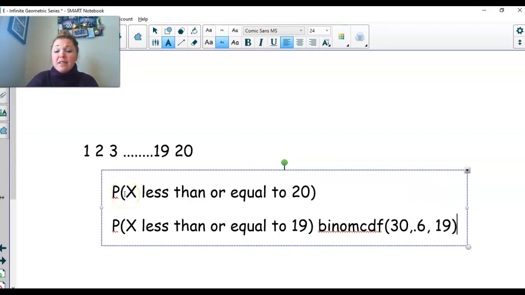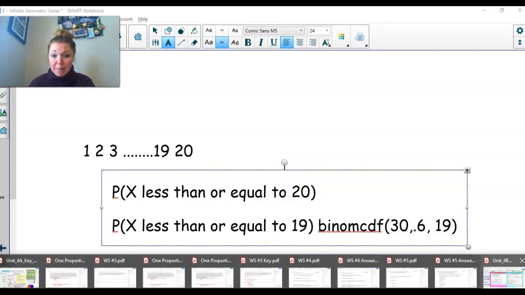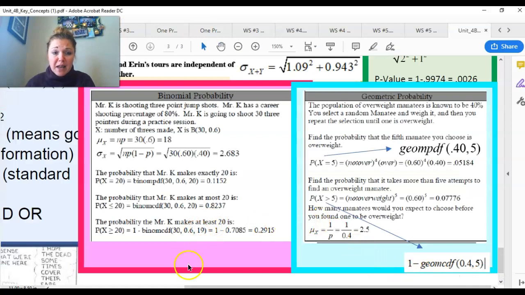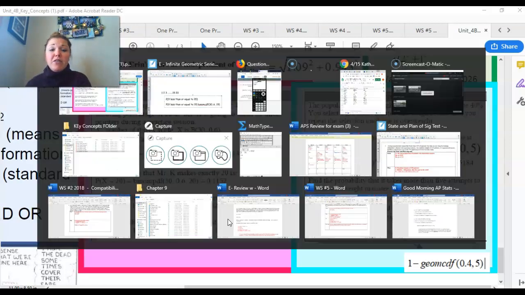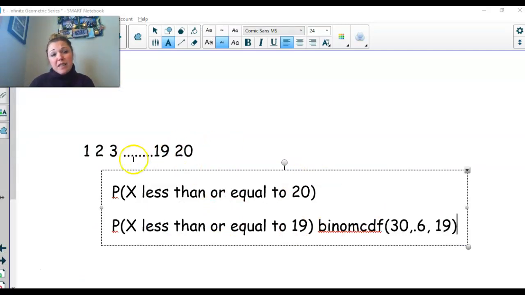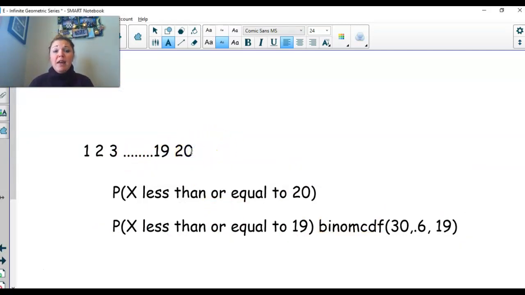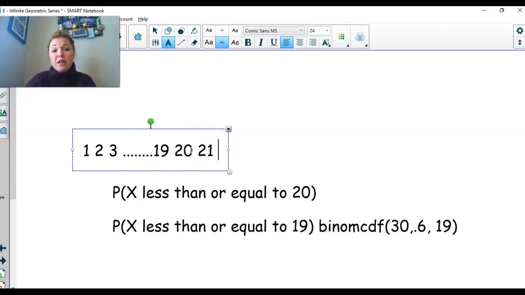And again, this is only if the question had been phrased, what's the probability he makes less than 20, not at most 20. Okay, let's go back to that PDF and finish up here because it's a longer video today. The probability that Mr. K makes at least 20. Whenever you see the words at least, or it's a greater than type problem, I do think it's helpful to list it out like this. He wants to make at least 20, so that means he wants to make 20, 21, 22, all the way up to 30.